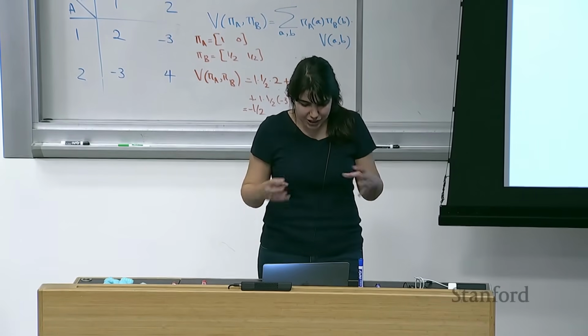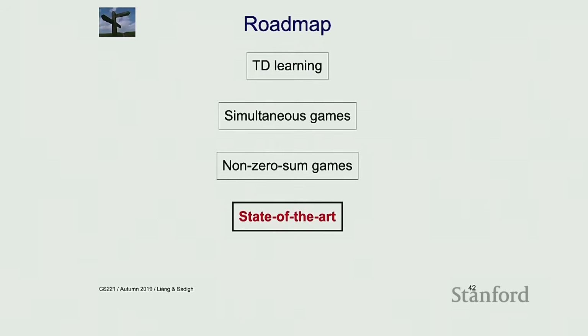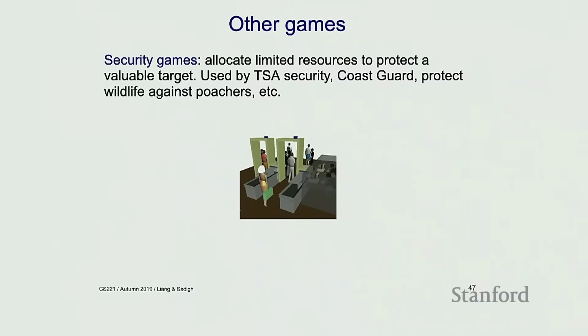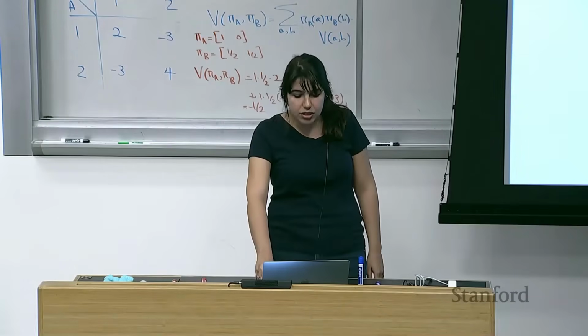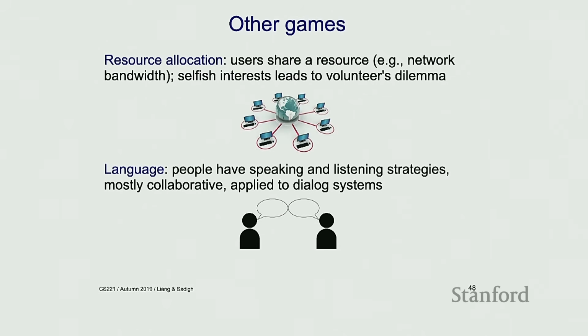So this was just a brief, short introduction to game theory and econ. There's a huge literature around different types of games in game theory and economics. If you're interested in that, take classes. And there are other types of games too, like security games or resource allocation games that have some characteristics similar to things you have talked about. If you're interested in any of them, maybe you can take a look at them. It would be useful for projects.